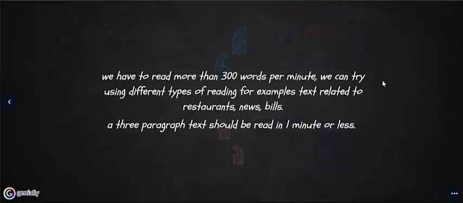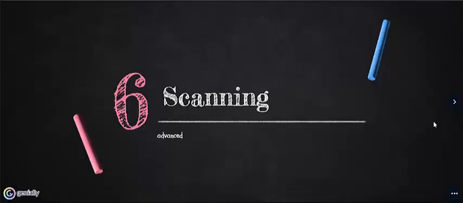How to apply it for TOEIC? We have to read more than 300 words per minute. We can try using different types of reading, for example texts related to restaurants, news, newspapers, bills, weather reports, and a 3-paragraph text should be read in 1 minute or less.